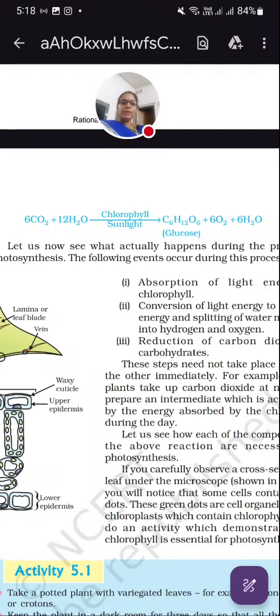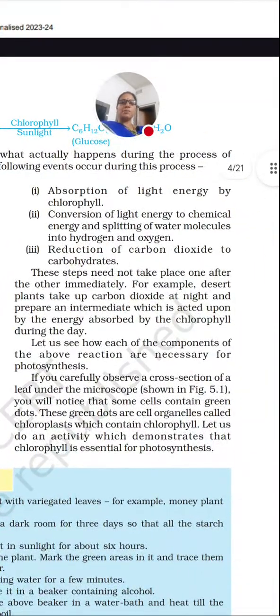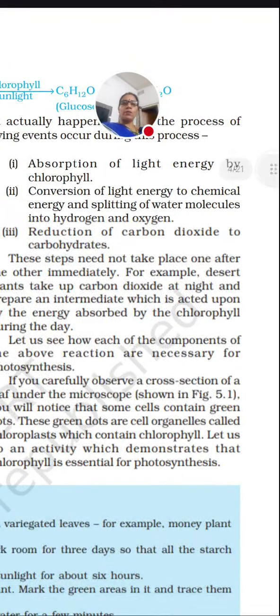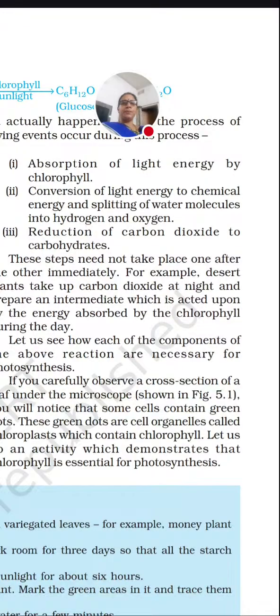So here, what are the different steps for photosynthesis? How is photosynthesis being carried out? These 3 steps are also very important from the CBSE point of view. So here the photosynthesis starts in the following way, or they are the events of the photosynthesis. The first one is absorption of light energy by chlorophyll. So when the sunlight falls on chlorophyll, light energy is absorbed. Once again repeating, absorption of light energy by chlorophyll. Second one, conversion of light energy to chemical energy. Once the light energy is absorbed, it will convert that light energy to chemical energy.